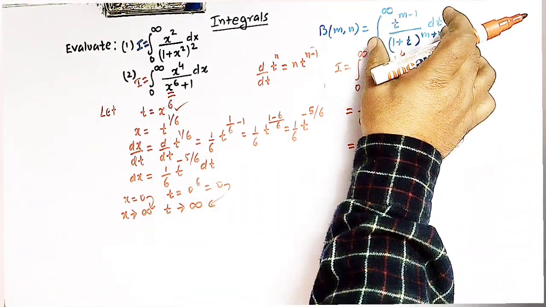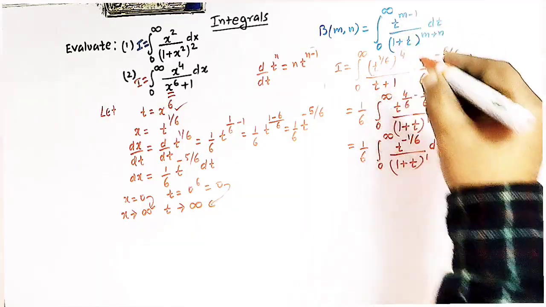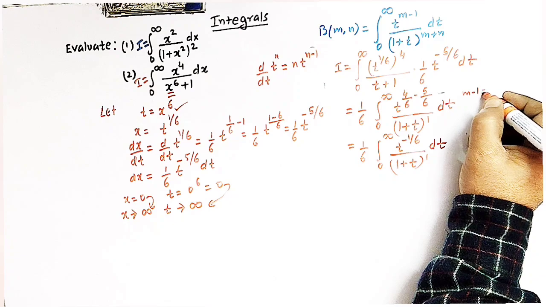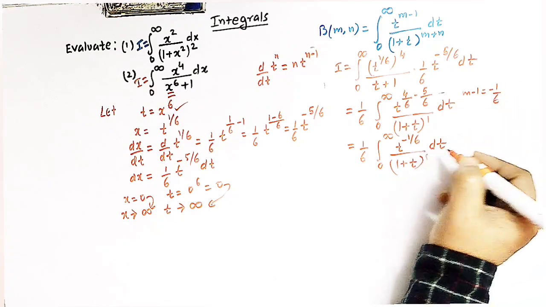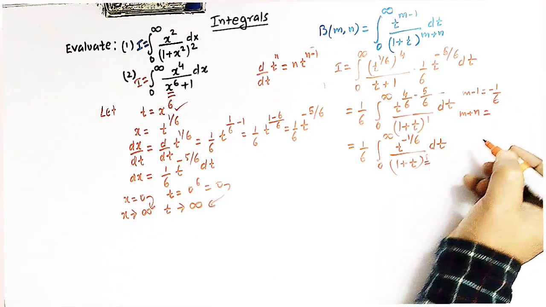So following the same steps which we have done in evaluating the first integral, let us compare this integral with this one. So here we have minus 1 over 6, here we have m minus 1. So we can now write m minus 1 is equal to minus 1 over 6, and m plus n is equal to 1, right?